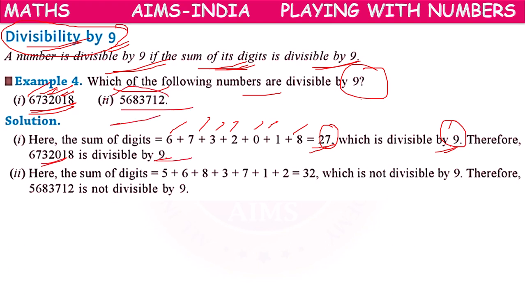For this number, if we write all the digits and take their sum, it is 32, which is not divisible by 9. Therefore, the total number is not divisible by 9.